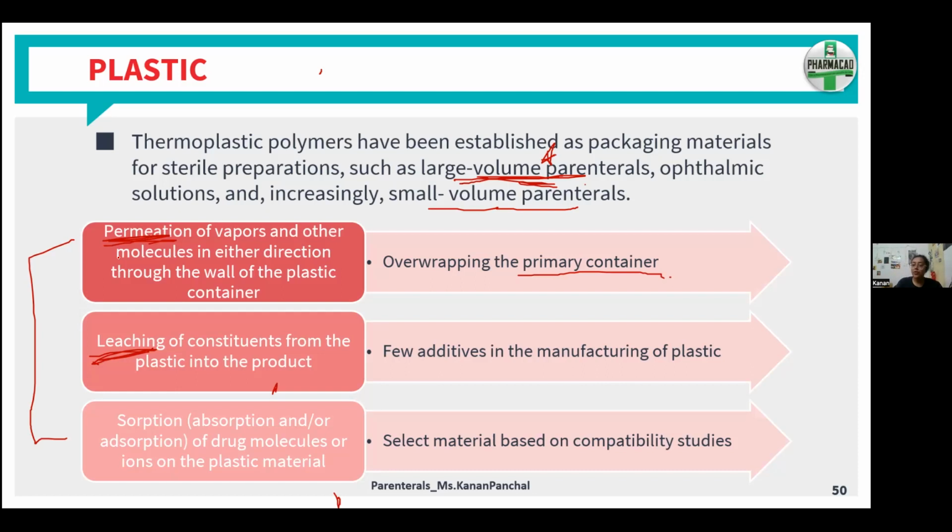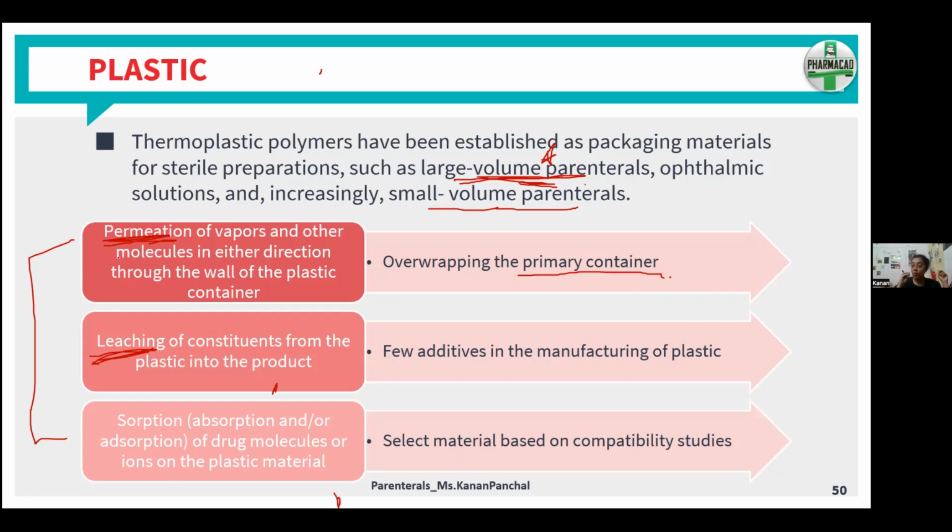Another point of difference: also the leaching is of the basic oxides through which the leaching takes place. You needn't be so specific, but this was the major thing. Permeation is from the environment, leaching is from the container. Another point is leaching is one way, from container to formulation. Permeation is two way, environment to product and product to environment also.